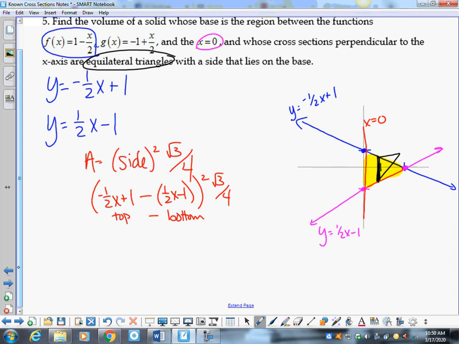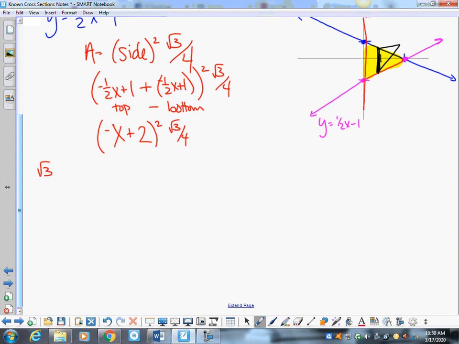So now I'm just going to clean it up. I'm going to run my negative through. So that would be negative 1/2 and a negative 1/2, so negative 1x, and then plus 2 squared root 3 over 4. I'm going to kick the root 3 over 4 out. I'm going to multiply this together and get a positive x squared, then a negative 2x and a negative 2x, so negative 4x, and then plus 4. So there we go. There's the area of one equilateral triangle.